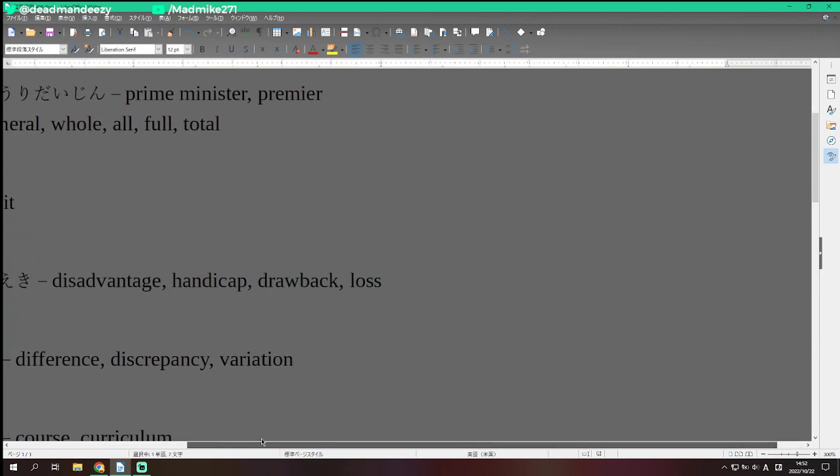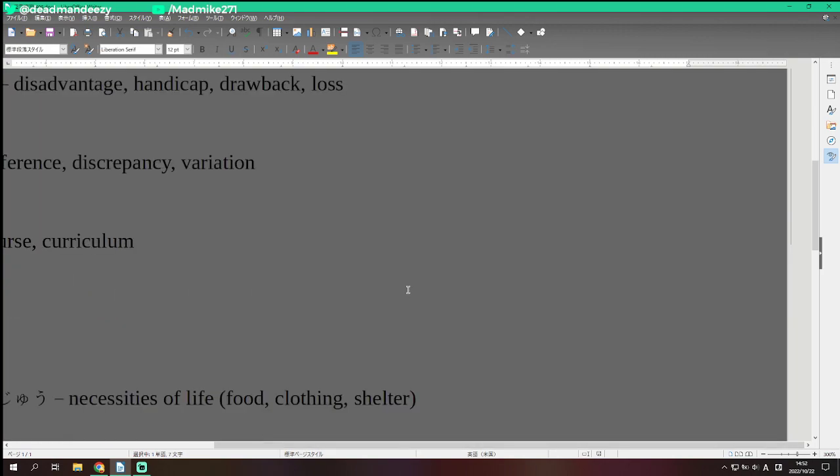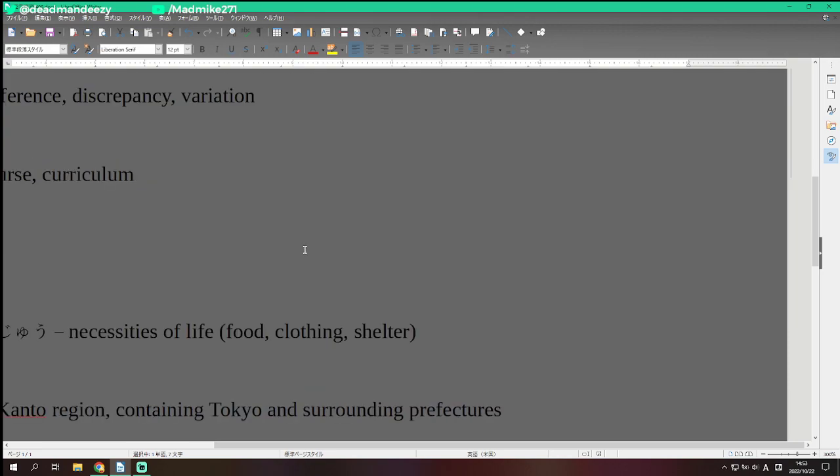Next, we had a disadvantage or a handicap with furieki. Fu on the left side for not, and rieki on the right side for an advantage or a gain. Furieki is not an advantage or gain. A difference, a discrepancy, or a variation is a soi. So on the left side is together or mutual, and i on the right side for discrepancy. So a discrepancy is found between two things when considered mutually. Soi is a difference or discrepancy.